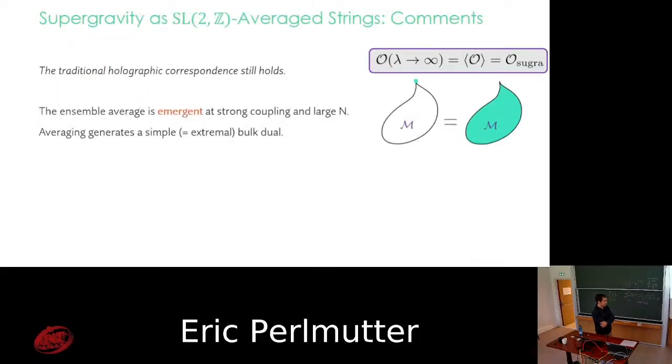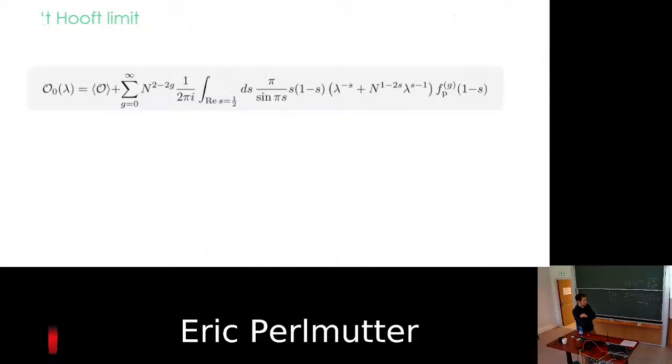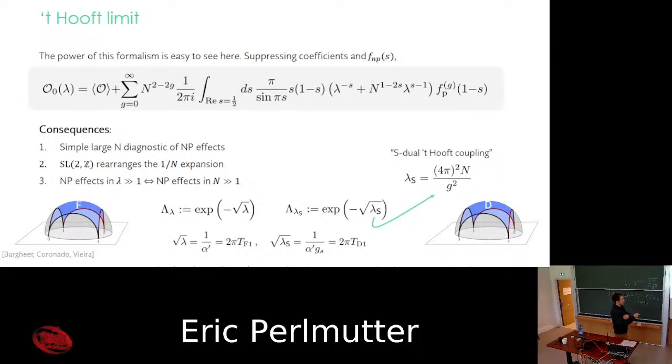I won't launch into some long discussion, but just to show the result while we're talking about it. This formula implies that if you have non-perturbative effects at large lambda, then you also have non-perturbative effects in N. Why is that? Non-perturbative effects in large lambda come from the asymptotics of this when you develop the large lambda expansion. But the same asymptotics are going to give you non-perturbative terms from here. And what is lambda here is N squared over lambda here, which is what I call the S-dual 't Hooft coupling. So if you have effects that are non-perturbative in this scale, then you also have effects in this scale.